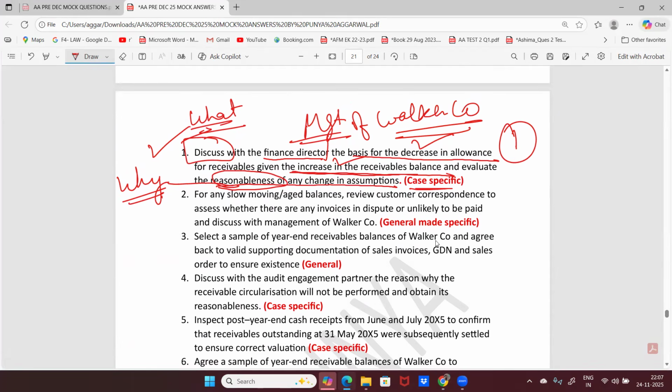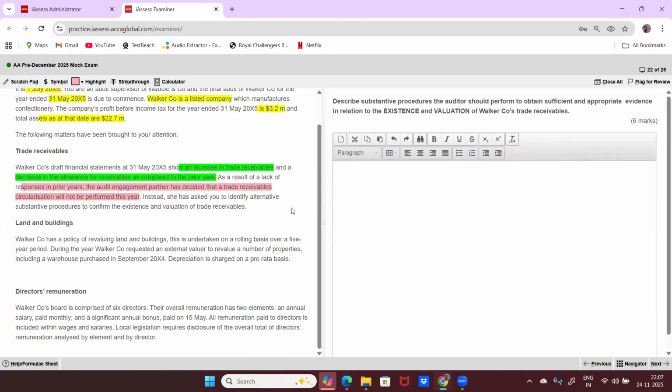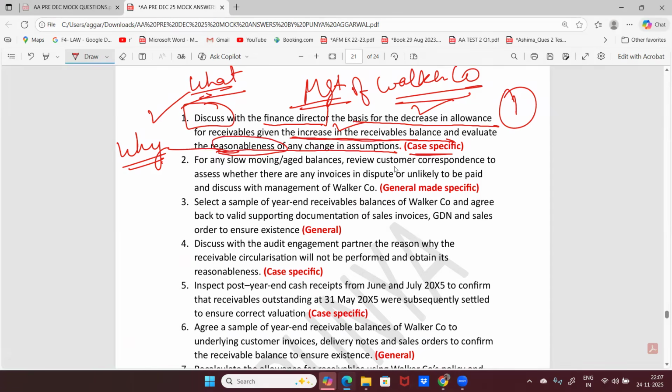Again, case specific, right? Next, for slow moving aged balances, so basically we're talking about the irrecoverable balances. Basically, review customer correspondence to assess. Now I hope that you people know the difference between trade receivable circularization and customer correspondence. Please guys, it's very important to assess whether there are any invoices in dispute or unlikely to be paid. Discuss with the management of Walker company. Now if you see, this is very general. This has nothing to do with my question, right? But still, how did I make it specific to the case?